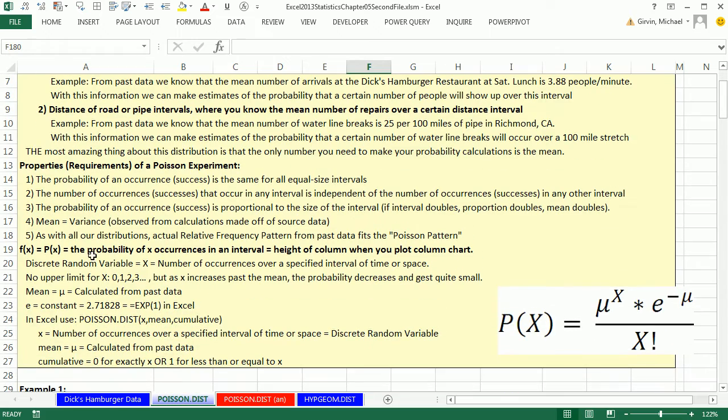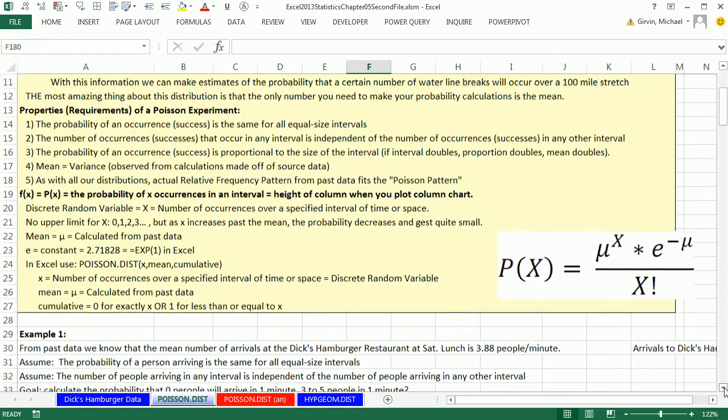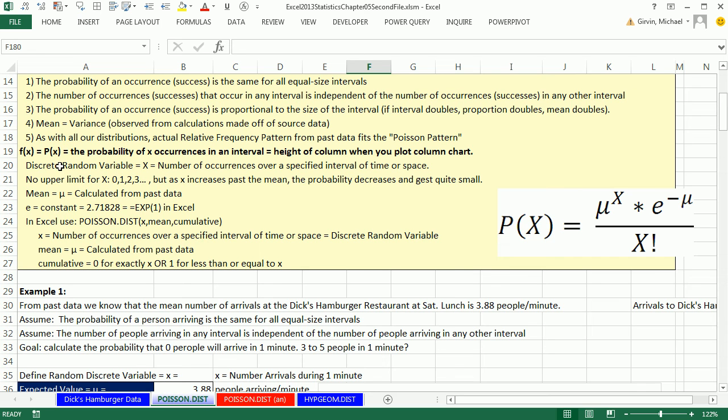Here's our properties. We talked about those. And here's our P of x, the probability of x occurrences in an interval, the height of the column when you plot it on the chart. Discrete random variable is x number of occurrences over a specified interval of time or space. And there's no upper limit, right?